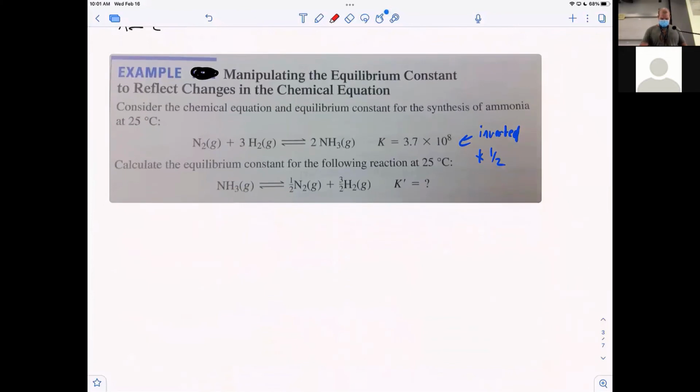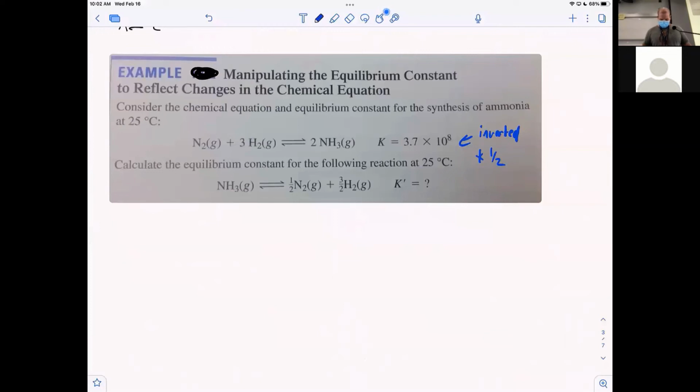So let's do this for one. Consider the equilibrium constant for ammonia synthesis. We have nitrogen plus 3 hydrogens forming 2 ammonias, and the equilibrium constant is 3.7 times 10 to the 8th. What's the equilibrium constant for the following reaction? We have ammonia breaking apart into 1/2 nitrogen and 3/2 hydrogen. So what are we doing? We are inverting it, and we are multiplying it by 1/2.